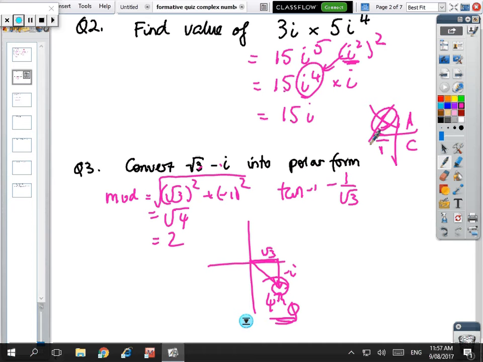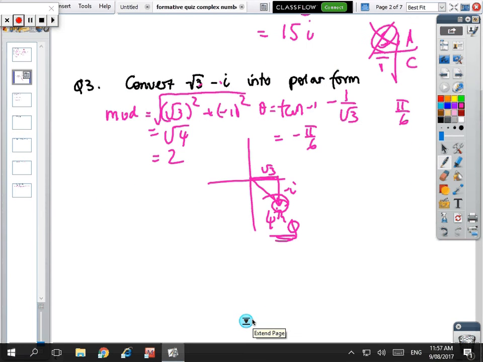So the argument is tan inverse of minus 1 on root 3. 1 on root 3 is the same as pi on 6, and so to get in the 4th quadrant will be minus pi on 6. So to convert into polar form, the answer would be 2 cis minus pi on 6.